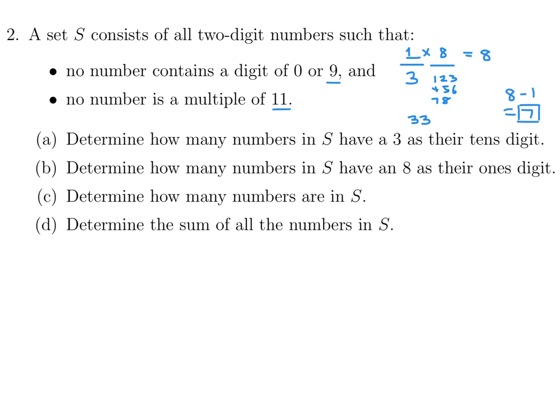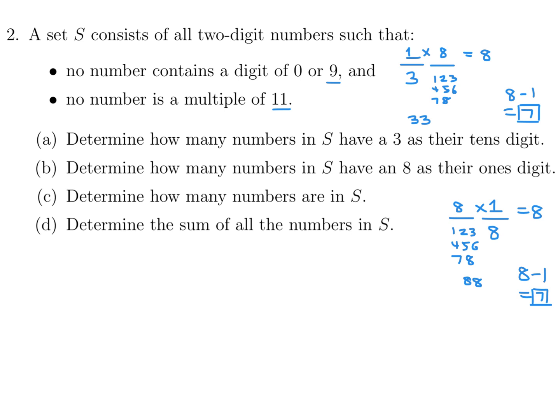Part B, determine how many numbers in S have an 8 as their ones digit. Okay, so same kind of story. This ones digit is going to be an 8, so that's one choice. This tens digit can be a 1, 2, 3, 4, 5, 6, 7, or 8, right? So that's 8 choices. So again, it's an 8 times 1 scenario. But again, we have to get rid of a multiple of 11, and in this case, that would be 88. That multiple of 11 has to be subtracted from that 8. So it's actually 8 minus 1, which is 7 again.